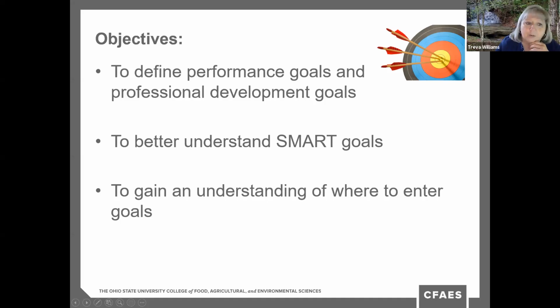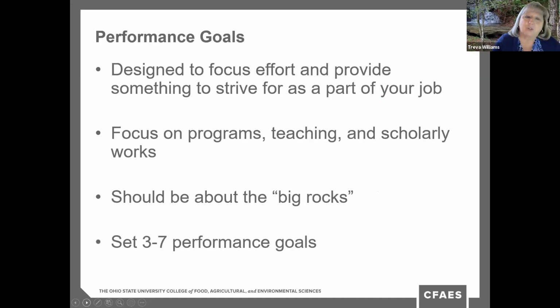And then the final thing we're going to talk about is just briefly about where to enter those goals, because that sometimes is a challenge to find. If you're like me, it's kind of like, okay, now I know they're there somewhere, now where do they go? So the first thing we're going to talk about are the performance goals.